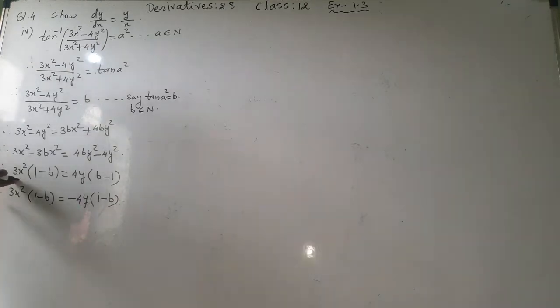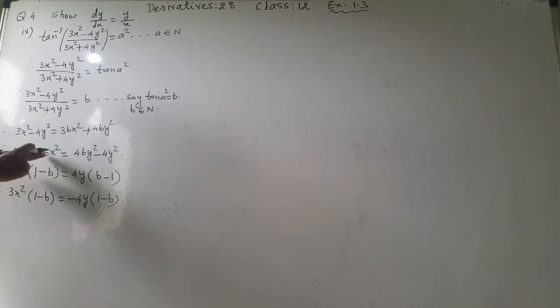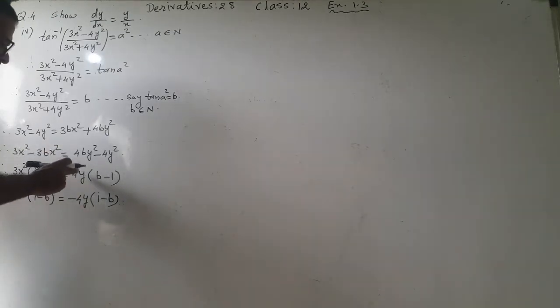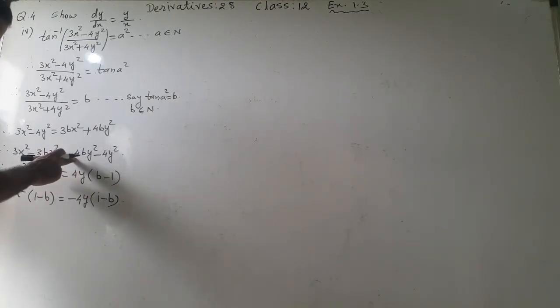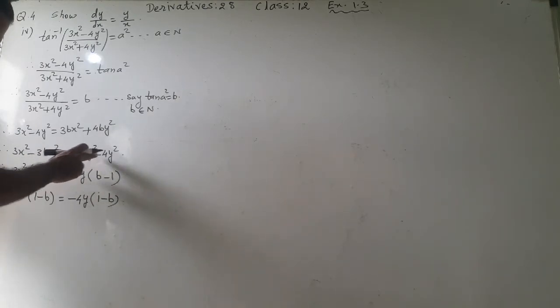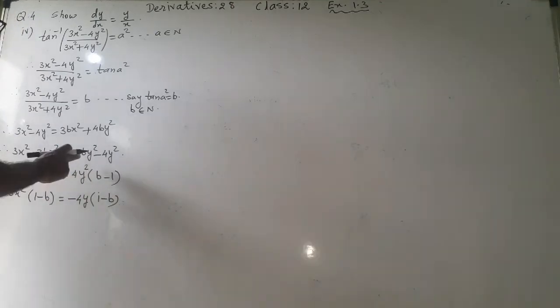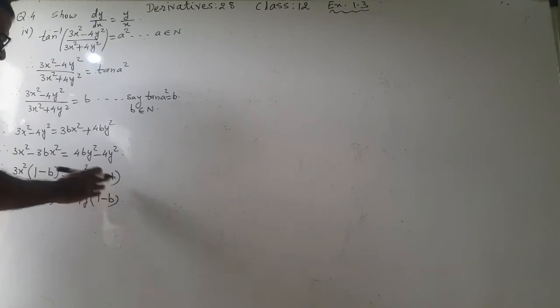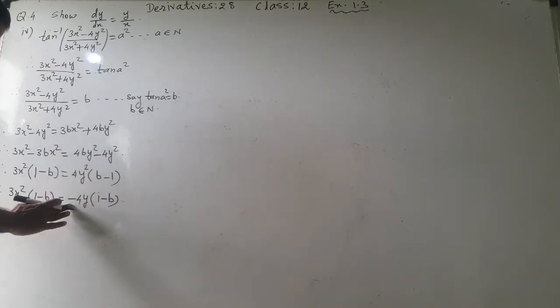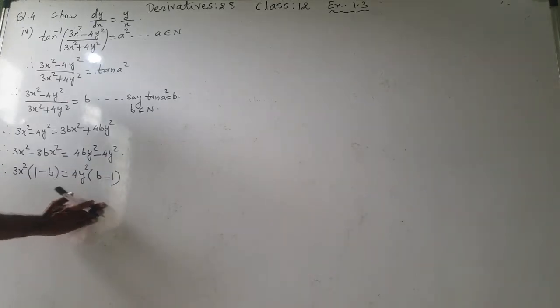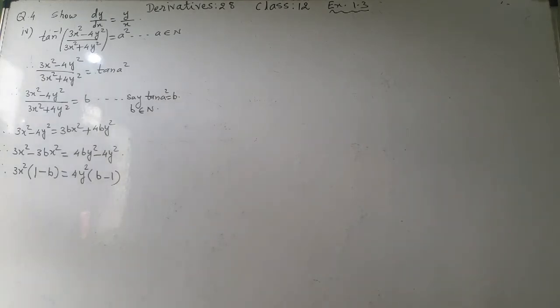So 3x square is taken common. Here remains 1. Here remains b because 3 and x square is taken common. Here what is common? 4 is common. Here also y square is common. Here I have taken it by mistake. So here remains b minus 1. If you want to change, you can change this side. But I am not going to change because anyhow it is coming to constant.